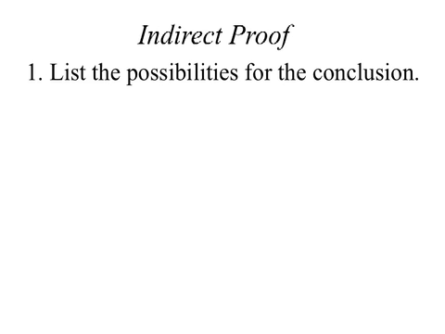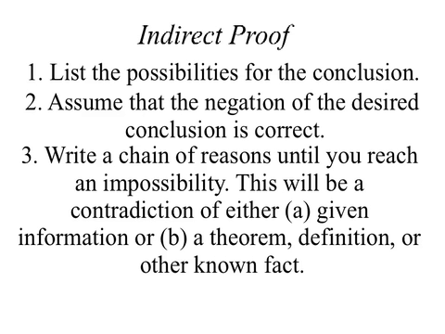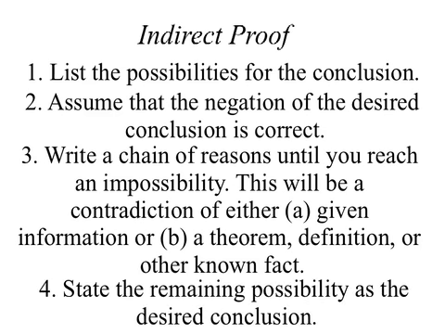In indirect proof, first, list the possibilities for the conclusion, and if you're only able to list two possibilities, you can continue. Assume that the negation of the desired conclusion is correct, and then write a chain of reasons until you reach an impossibility. This will be a contradiction of either given information or a theorem, definition, or other known fact. State the remaining possibility as the desired conclusion.